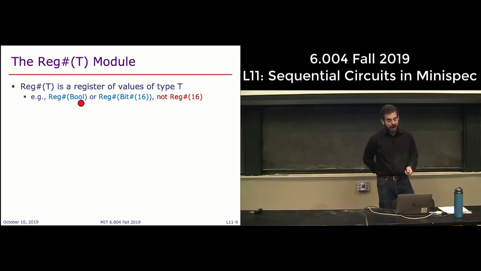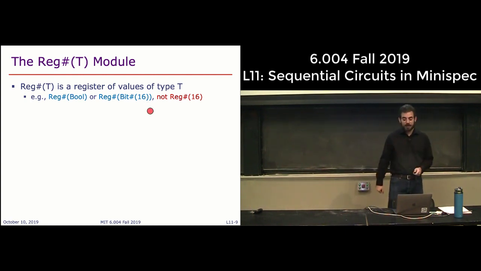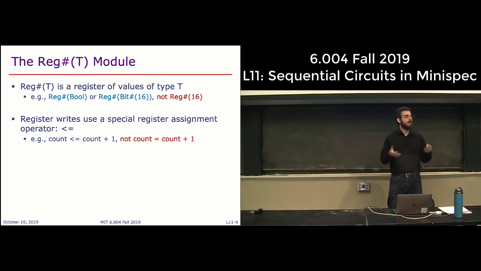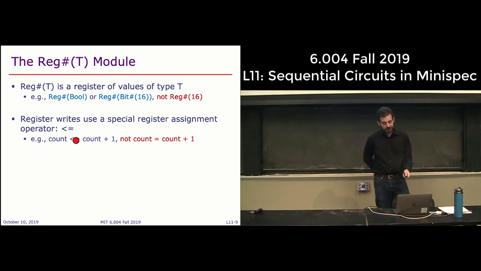And so, for example, you have reg. You can have a reg of bool, right? This is a register that stores a Boolean value, or a register of bit 16, which is a register that stores 16-bit numbers. But you shouldn't write reg of 16 because 16 is not a type, right? So this is a common mistake. So if you want to store 16-bit values, it's reg of bit 16. And you can have any other type, an enum, a struct, or what have you. Now, the other important thing is register writes use this special register assignment operation. So you write, count arrow equals count plus 1, right? Not count equals count plus 1.